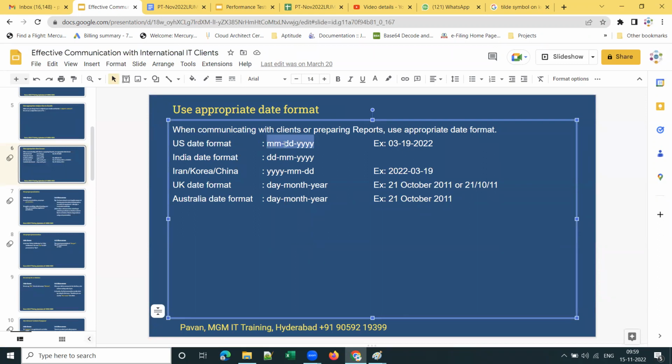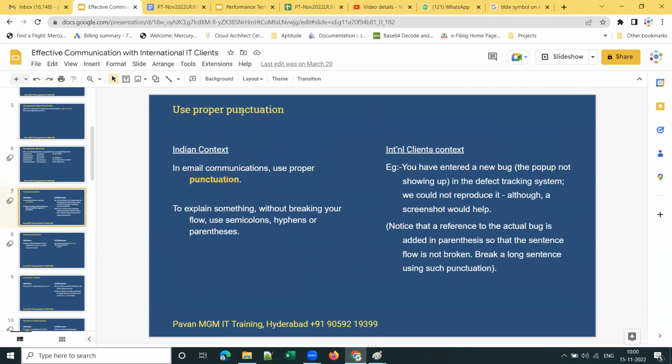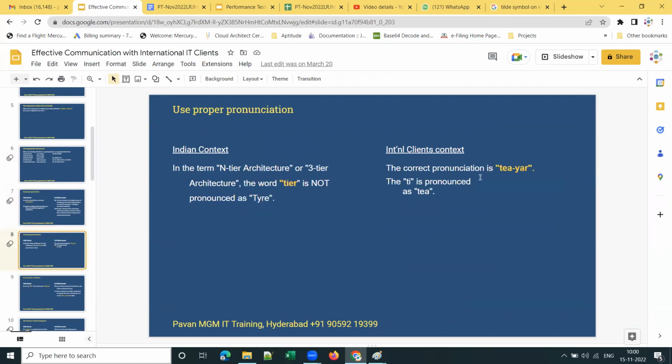First, they mention month, date, and year. Whenever you are preparing a report, you should follow this format for a US client. In India, we follow this one. We first mention date, month, and then year, isn't it? So you should use the appropriate date format, appropriate punctuation, right? And you should use appropriate words.